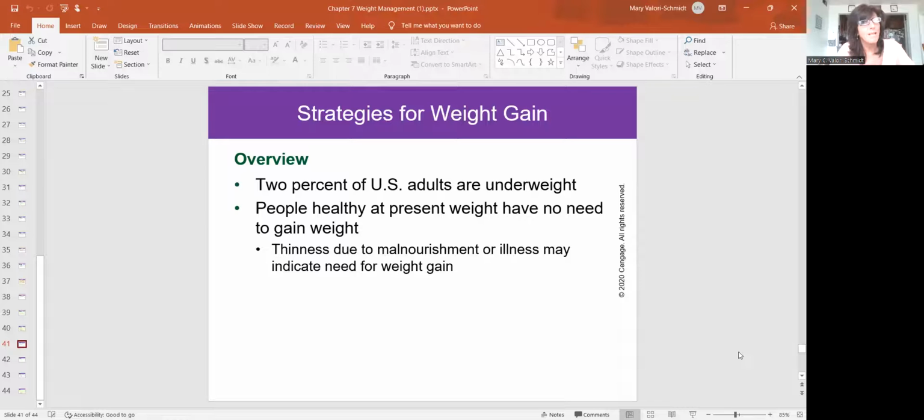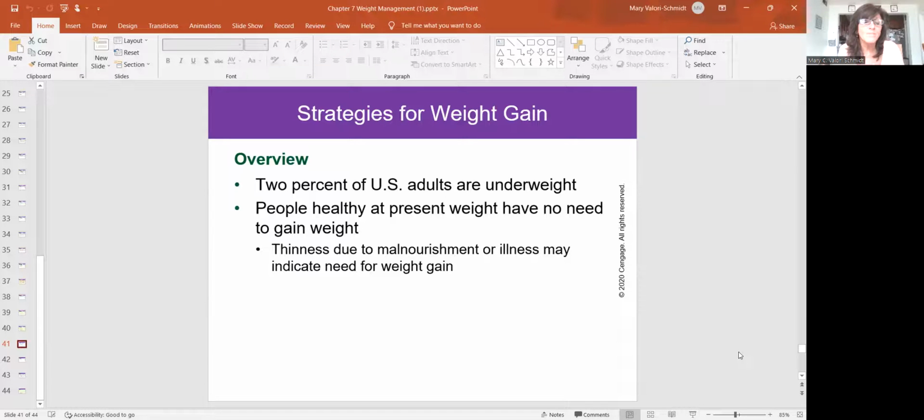And now we're going to talk about the opposite problem, being underweight. So the percentage is far less. Only 2% of the adults in this country are underweight. If you are healthy at your present weight, then there's no need to gain weight. In other words, if you're thin because that is your body type, but you're healthy, you're taking in adequate calories, you have enough nutrition, you're not deficient in anything, then you're fine. You don't need to gain weight.